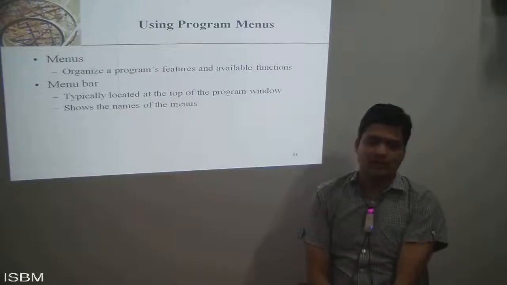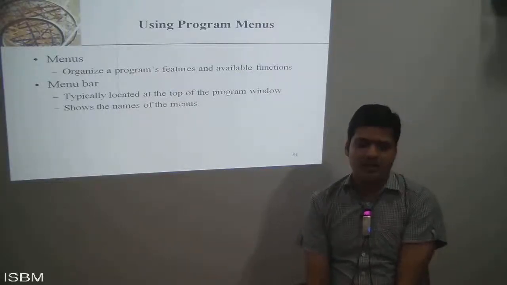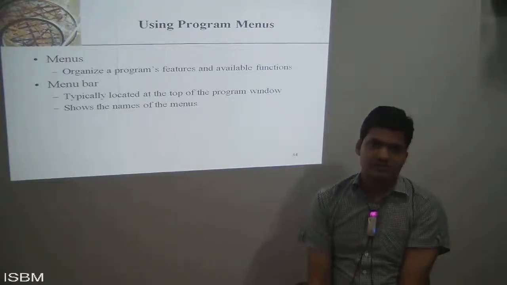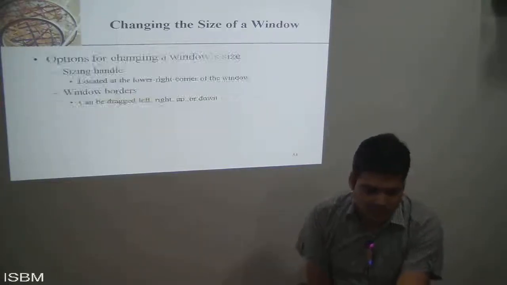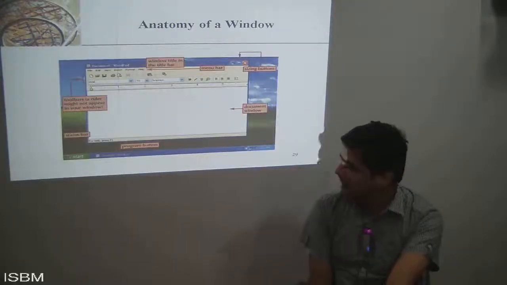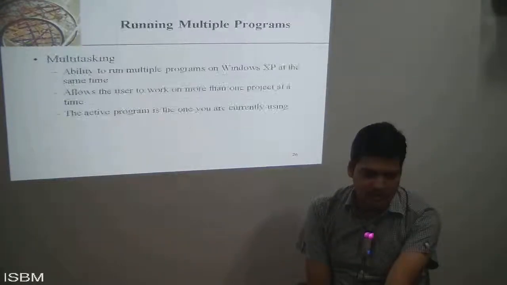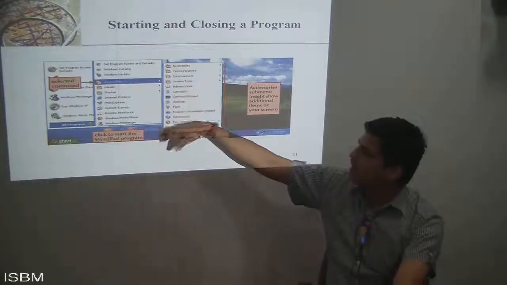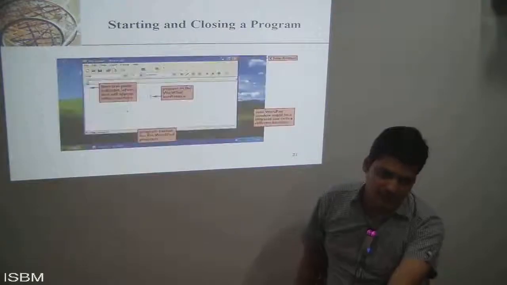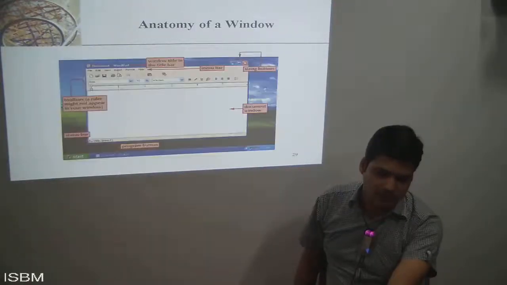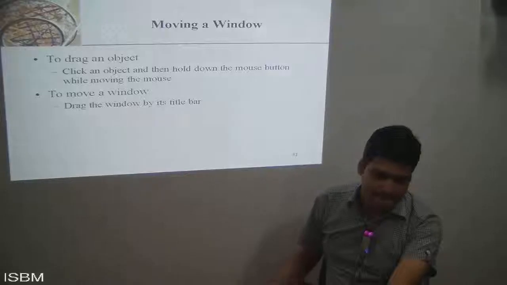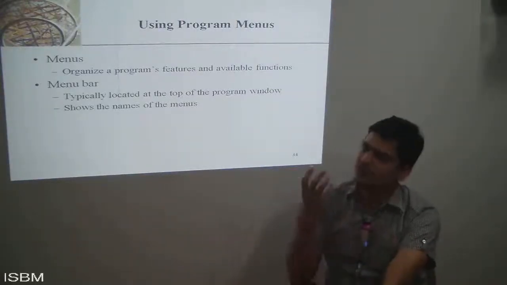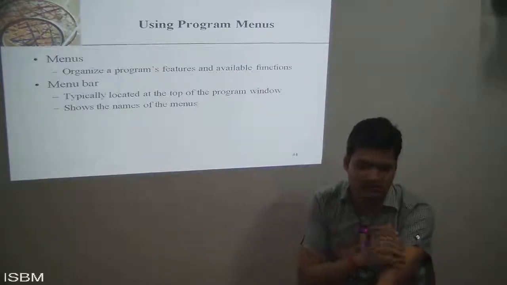Using program menus. Menus organize program features and available functions. The menu bar is typically located at the top of the program. It shows the names of the menus, which we have already seen. Menu bar here. Click Start, then it will show you the menu bar. This is the menu bar, and the submenu. All these we have learned about. It shows the names of the menus, whatever the name is, it will show over there.